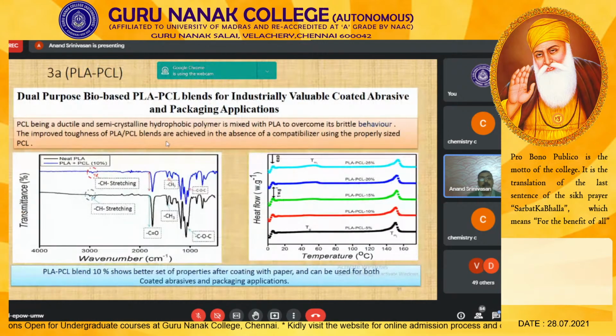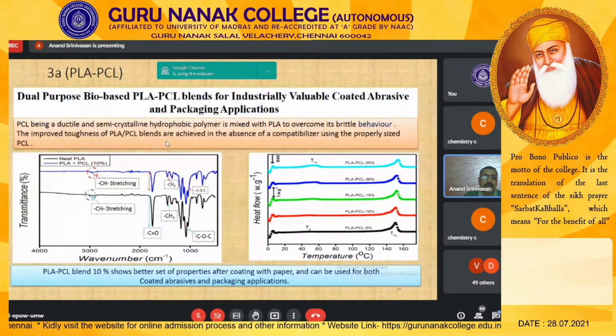And similarly, we have made PLA PCL blends in order to improve the properties. In this PLA PCL blend, the coated abrasive thickness is even coming down to 3.5 GSM only. In the previous case, neat PLA, it gives 9 GSM. Whereas when we choose PLA PCL, the coating thickness reduces to a greater extent, 3.5, almost 3 times reduction in the coating thickness. But as far as the performance is concerned, it is pretty much improved.